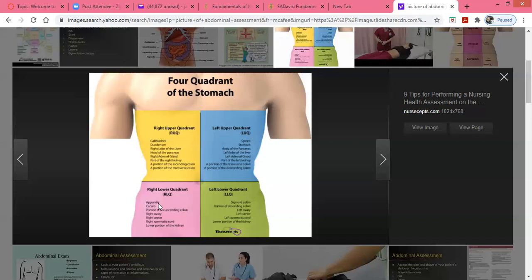To trace the bowels, you will start at the right lower quadrant, go up to the right upper quadrant, go over to the left upper quadrant, and last go down to the left lower quadrant. It's four quadrants of the stomach, and again, you start right lower, right upper, left upper, and left lower.